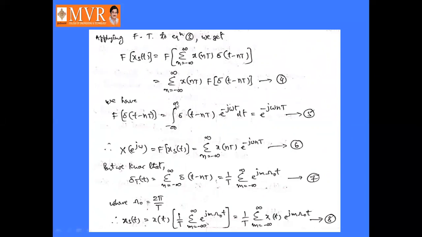We have the Fourier transform of delta of t minus nT equal to the integral from minus infinity to infinity of delta of t minus nT into e power minus j omega t dt. This can be written as e power minus j omega nT, which will be considered as equation number 5. Therefore X of e power j omega, that is the Fourier transform of xs of t, is equal to the sum over n equal to minus infinity to infinity of x of nT into e power minus j omega nT.